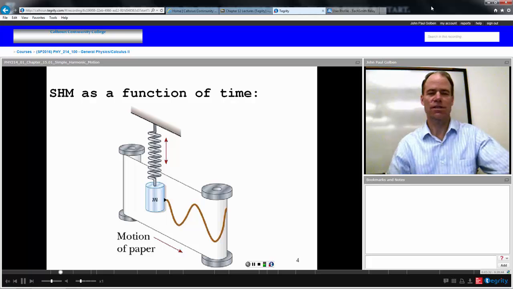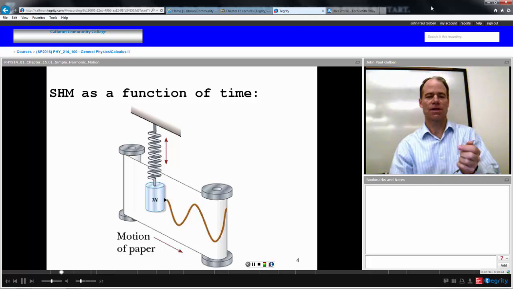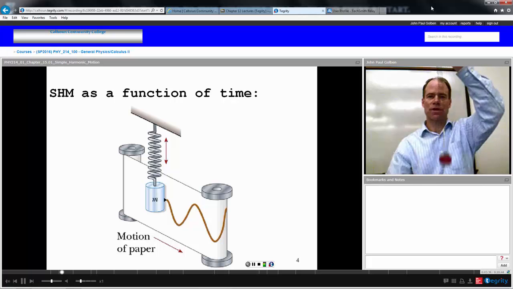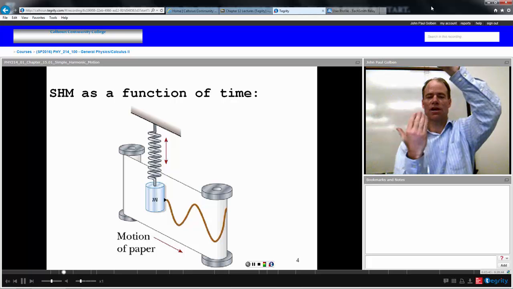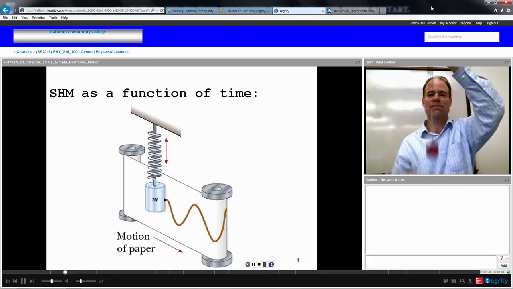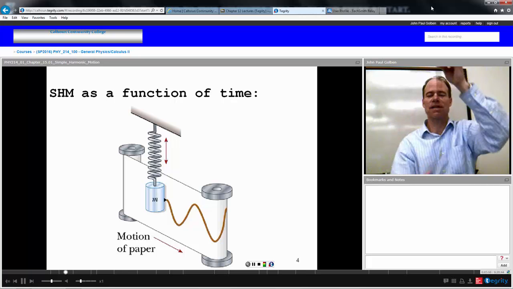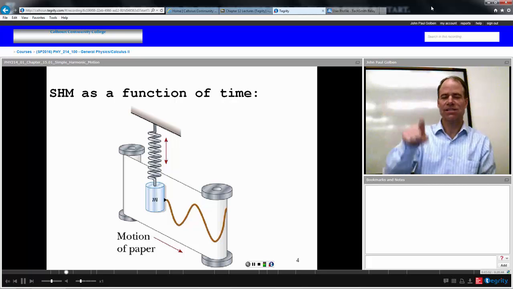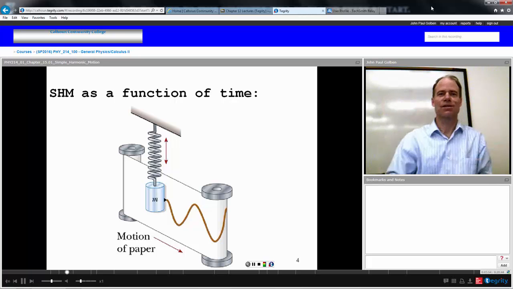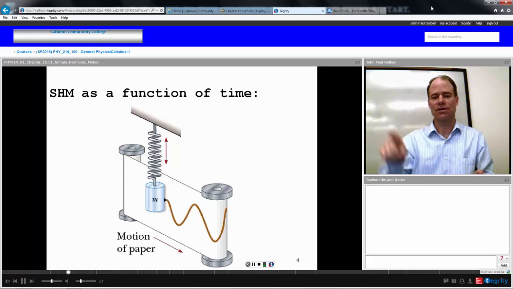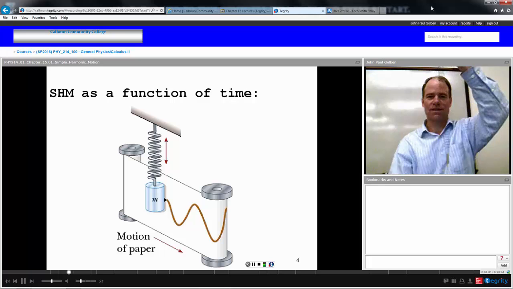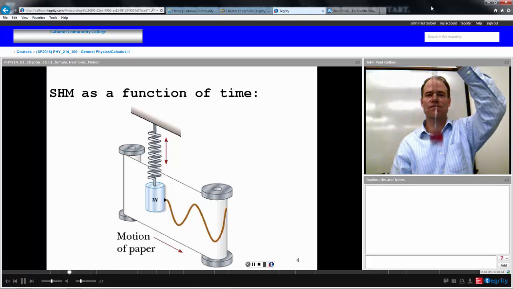If I were to look at this motion as a function of time, say if I had this mass on a spring, and if I had a chart to chart this motion, and the chart were going by in a continuous way, so I could see this motion as a function of time, I would chart out a sinusoidal wave. So it would look like a cosine function or a sine function. It would be sinusoidal, and that would be the description of this motion as a function of time.